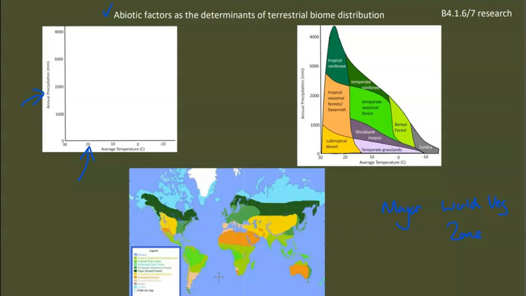When we plot onto this particular graph the major world vegetation zones, we arrive at this diagram here, which is known as a Whittaker diagram, after the famous Robert Whittaker, the ecologist also responsible for the proposal of the 5-kingdom classification system.